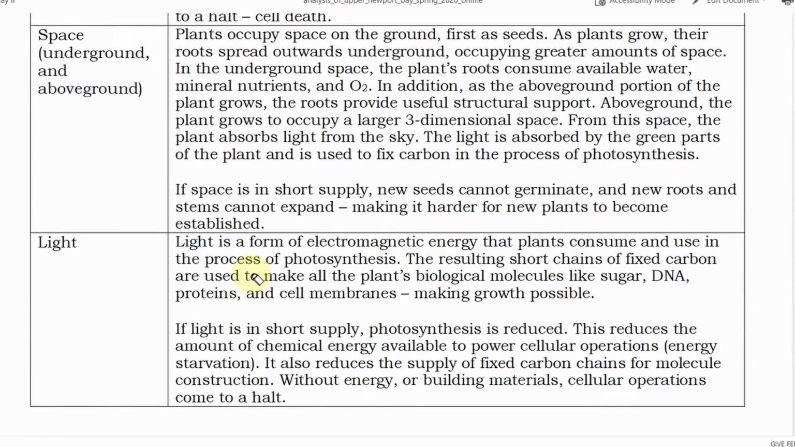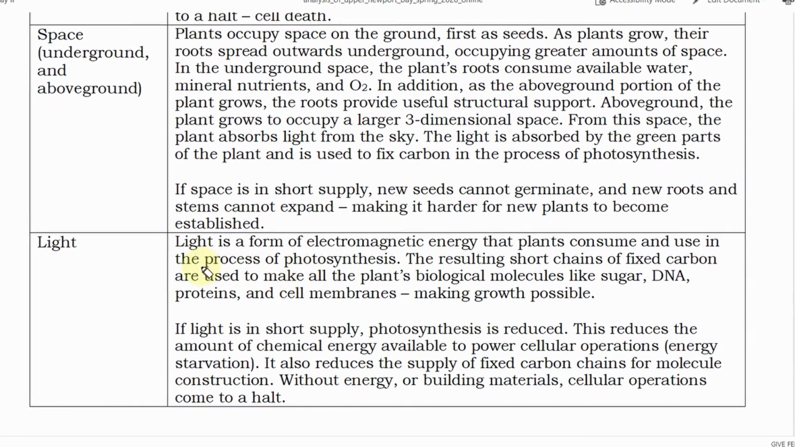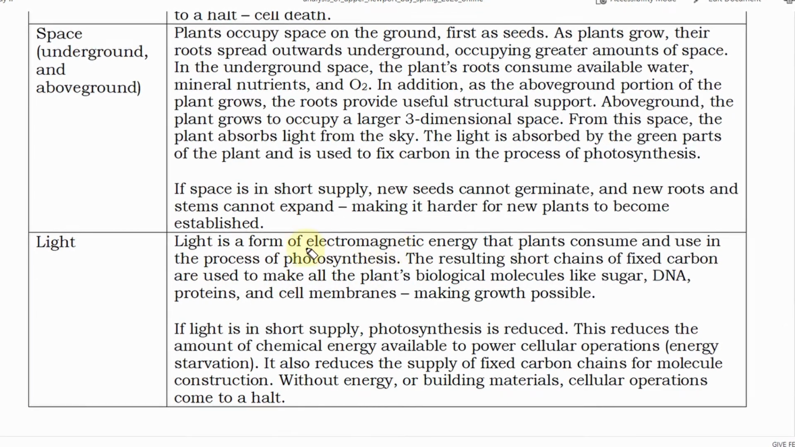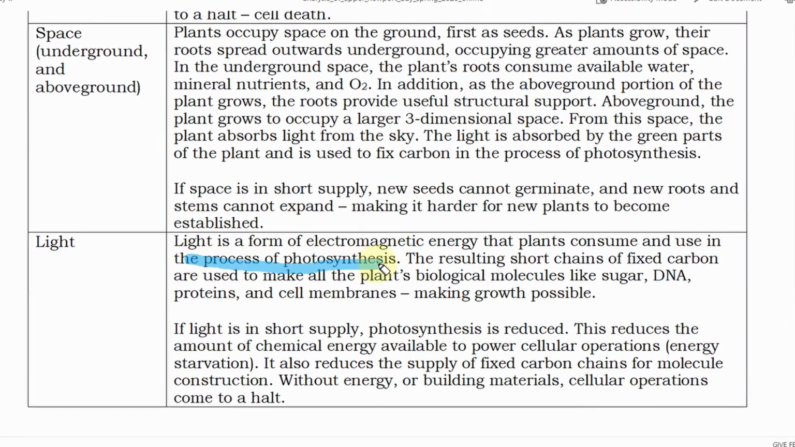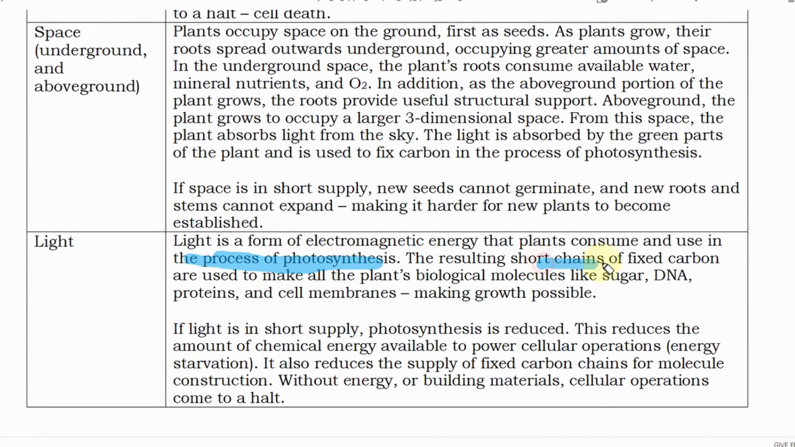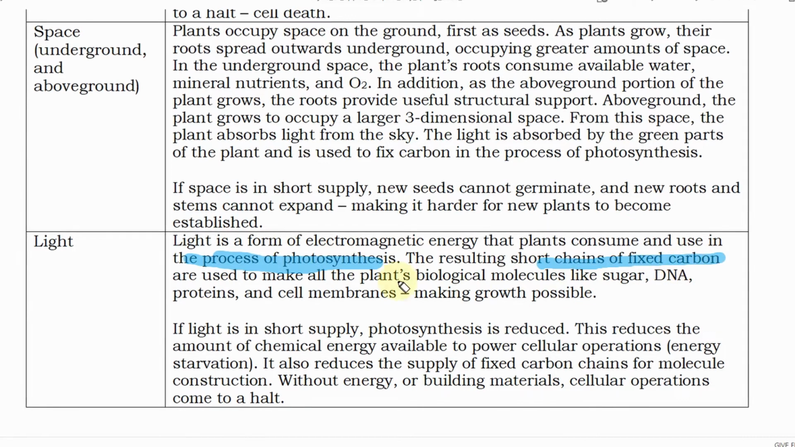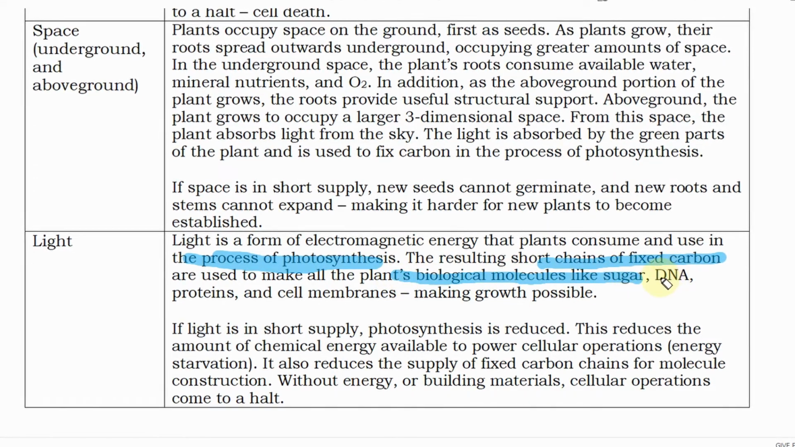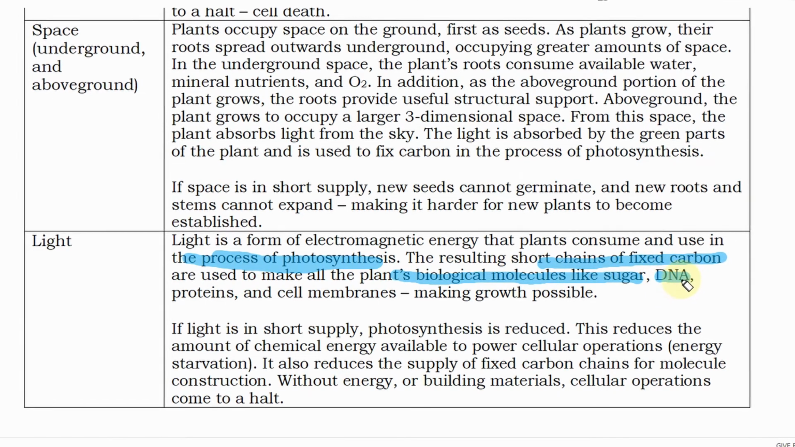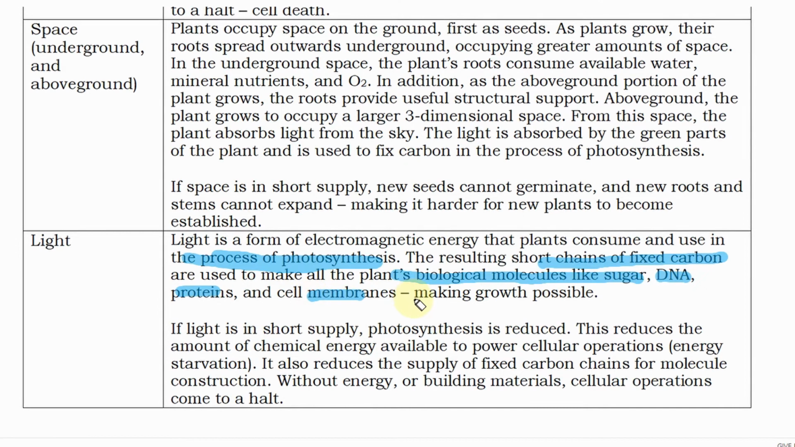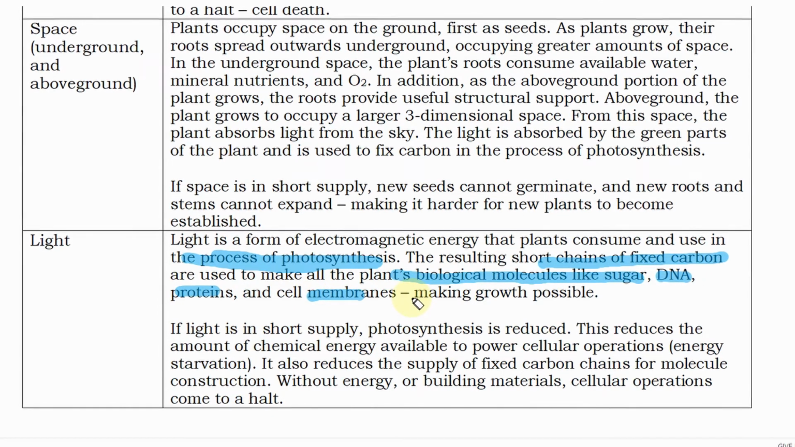So light is obviously a form of electromagnetic energy. Light is consumed in the process of photosynthesis. And remember, photosynthesis makes chains of fixed carbon, which also then provides the basis for making larger biological molecules of the plant, like sugars, DNA, proteins, cell membranes, carbohydrates, cellulose, that sort of stuff.